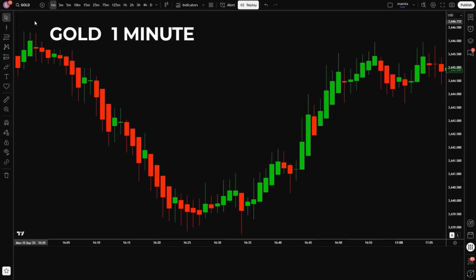We open the gold 1-minute chart. This strategy works well on the 1-minute time frame, as this strategy is unique, as no one has ever told you about it before. Let us now understand the trading setup.